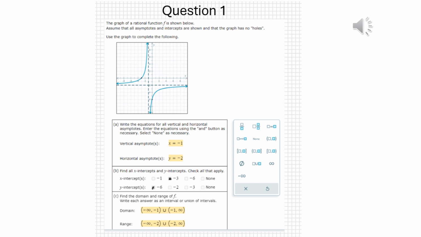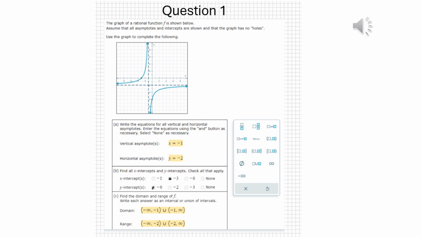Okay, question one is easy because the only thing you should do is look at the graph, it's given. Then you see the vertical asymptote. Well, it's obvious, it's equal to -1. The horizontal asymptote, I saw it is at y equals -2, over there.